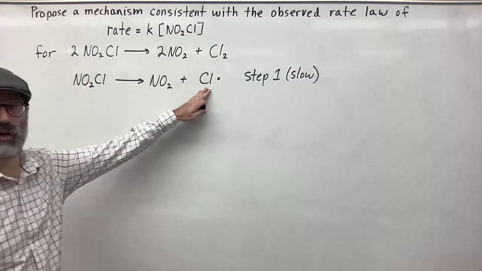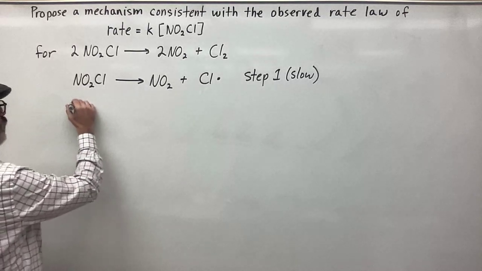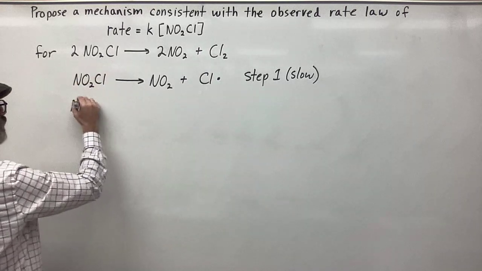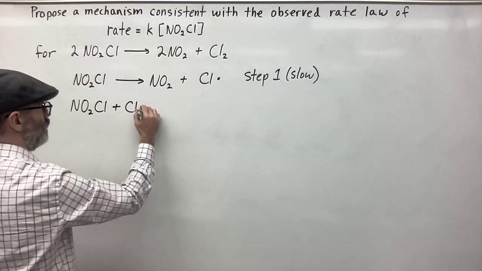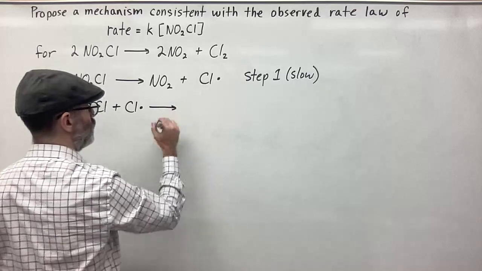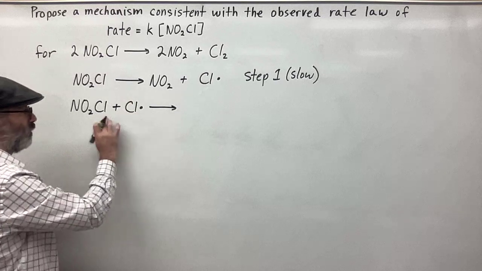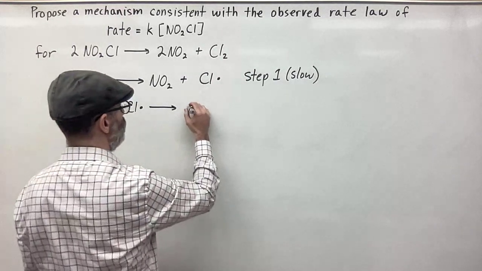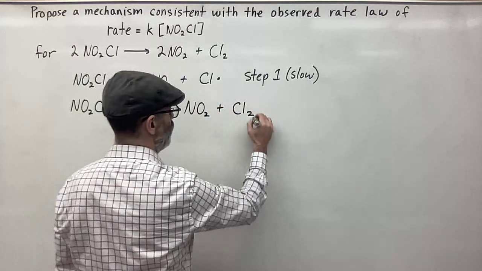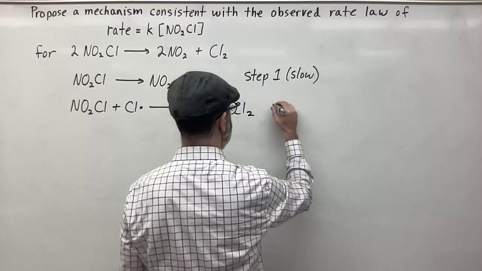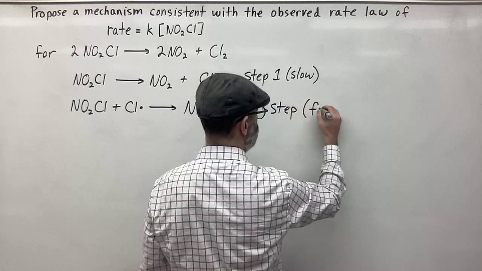And then this is going to quickly react. So then we have two more. So then another NO2Cl would react with the radical Cl. So the chlorine radical will react with the chlorine here to pull that off. And then we'll end up with NO2 plus Cl2. And this would be the second step, step two, and this would be fast.